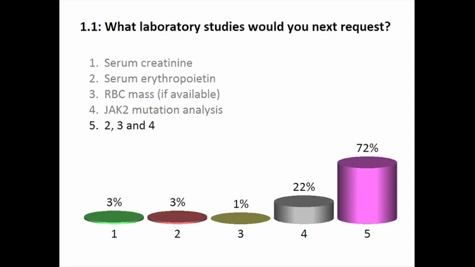Okay. So nearly everyone is discussing the issue of looking at serum erythropoietin, red cell mass if available, and a JAK2 mutation analysis. Certainly, some people feel just a JAK2 mutation analysis would be important, and I suppose that's understandable, but certainly one would want to know that a serum EPO level is relatively low.